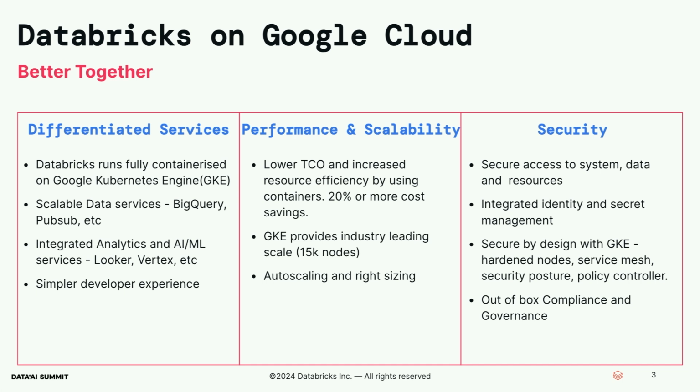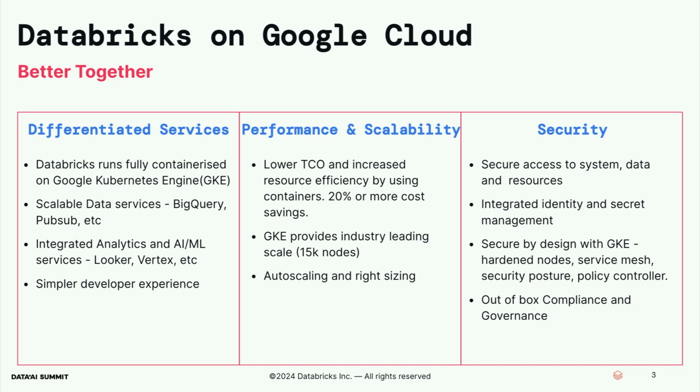The second part is scalability. Google Kubernetes Engine provides the best scalability from a node perspective. We support up to 15,000 nodes, and that makes scaling of nodes very easy. What is also very interesting is that we do autoscaling and right sizing. When the data load goes down, it sizes down, which really helps in cost savings for the customers.